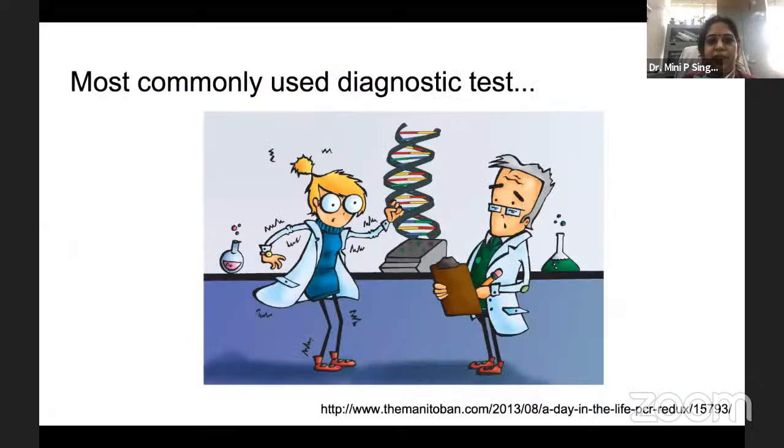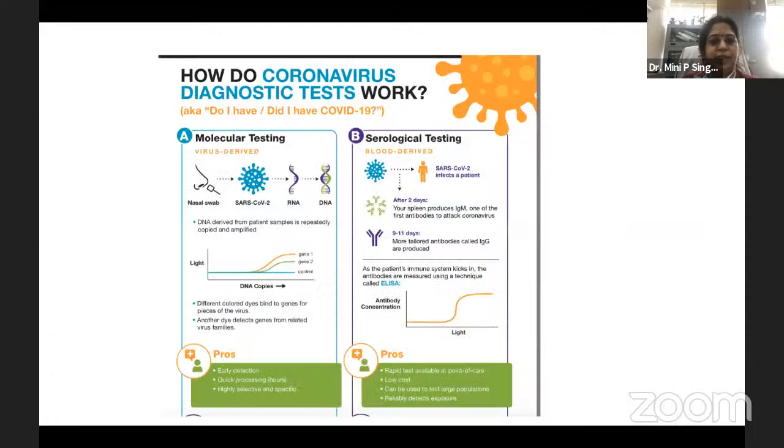So just having a look at the commonly used diagnostic tests. We have already discussed some molecular based tests, which is the detection of the virus by real-time PCR, and the serological tests. So molecular tests are done on the respiratory samples, and serological tests are done on the blood samples. The advantage of the molecular test is that it can give you early detection, whereas the antibodies take time to develop. But when we talk of sero surveys, everybody is talking of sero surveys these days.